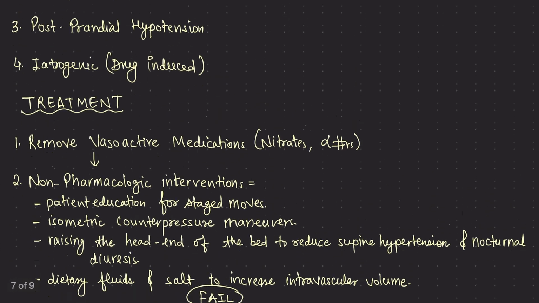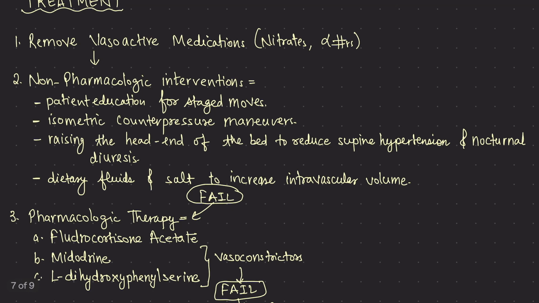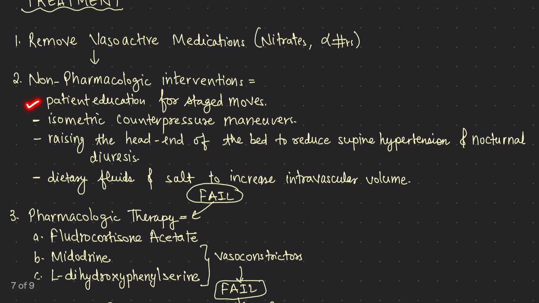Treatment of this orthostatic hypertension is, first of all, the first step is you have to remove all the vasoactive medications like nitrates and alpha blockers and calcium channel blockers. Then we have to institute some non-pharmacological interventions like patient's education for staged moves, that when getting up from the bed, first go from lying to a sitting position, then hang your legs down, then slowly stand up, not that you lie on the bed and suddenly stand up. You have to give some staged moves one after the other in a staged manner.